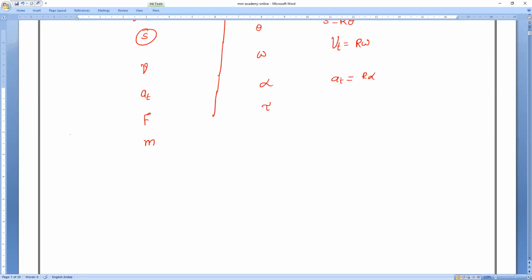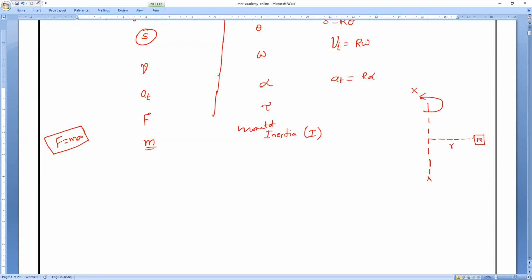We have studied that force F is equal to ma, where m is the mass of the body. But in rotation, we have studied moment of inertia, which we call I. For example, imagine this is the axis of rotation, and along it a body of mass m is present at a distance of r.